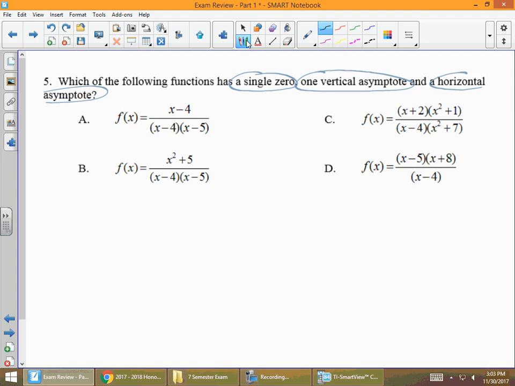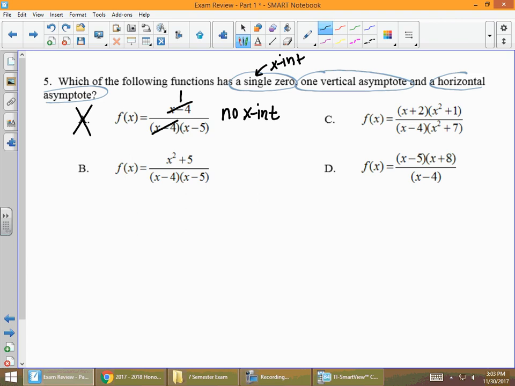So let's see what we can look at and get rid of here. Our option A, if we look at our problem, our x minus 4's cancel, which means it's going to have a hole at x equals 4 and a 1 on top. If there are no variables on top, we have no x-intercepts. And remember, 0 is just another name for x-intercept. So just in that one cancellation, we can get rid of A as an option.